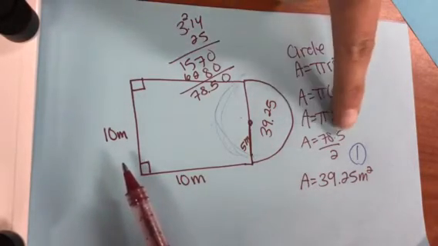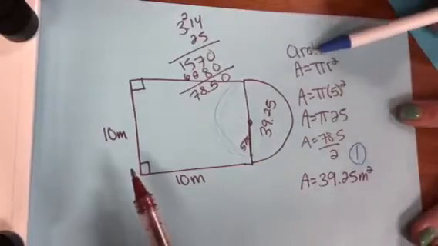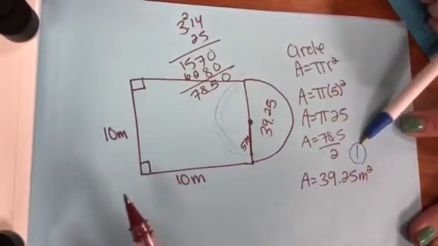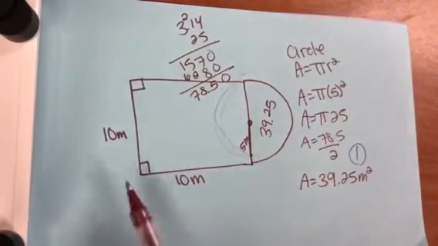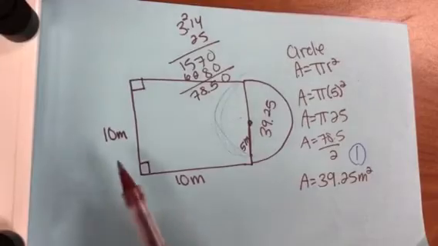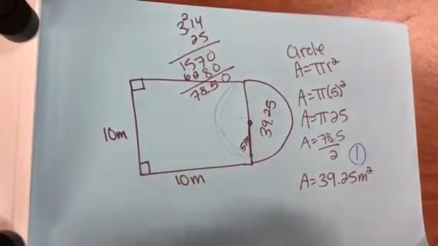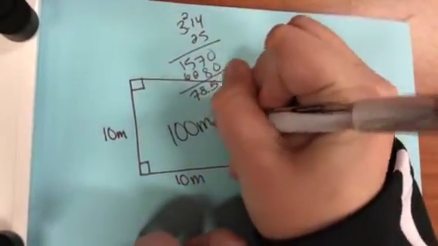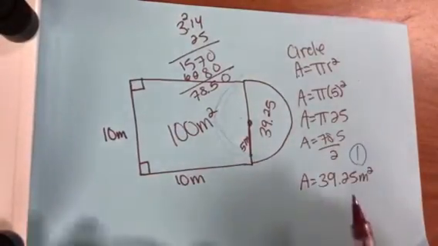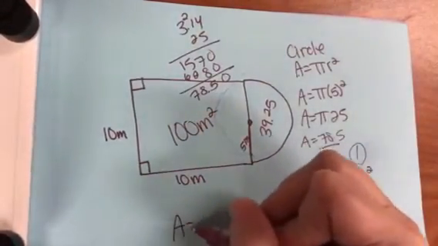Shape 1 is now complete. We found its area. Now let's find the area of the rectangle, or square, technically. It's actually a square. 10 times 10 is 100. So that's 100 meters squared. Do I have to divide that by 2? No, because it's a full square. So what's my total area?